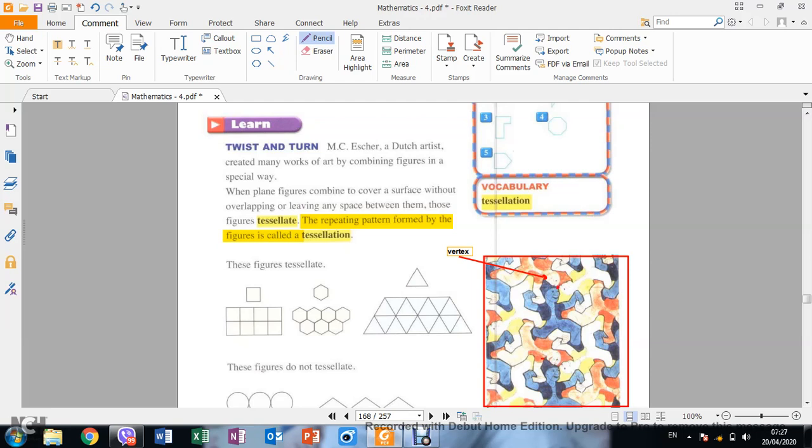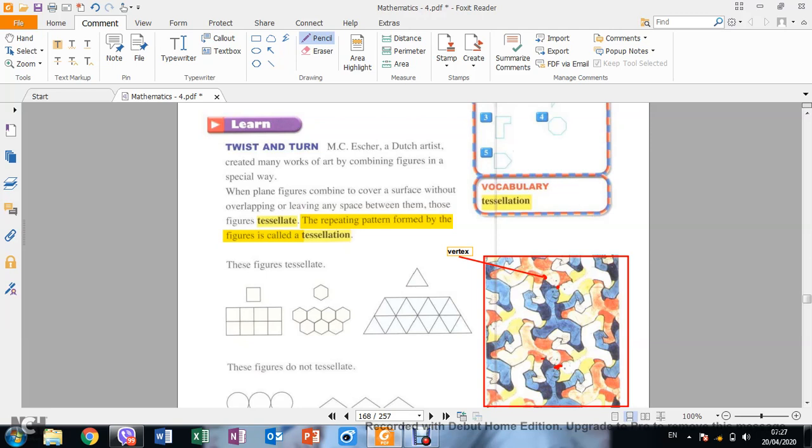Okay, or at this point, look, the same point. This is called what? Vertex. So when we have figures without any space between them or without overlapping, this is called tessellate.